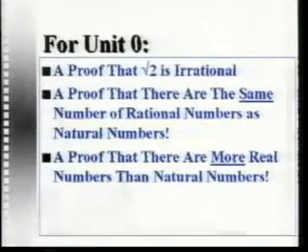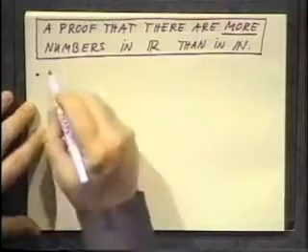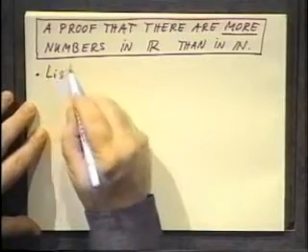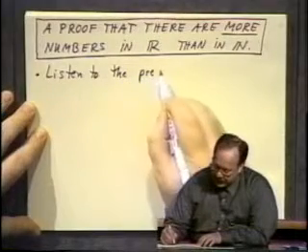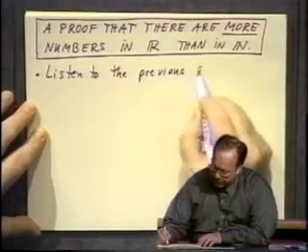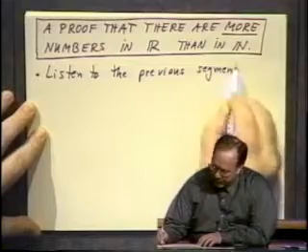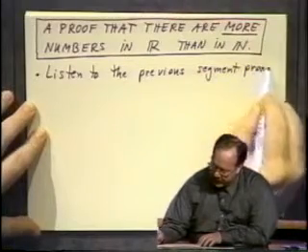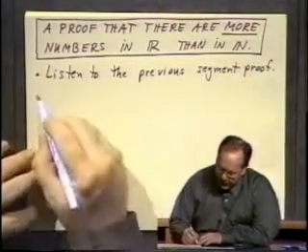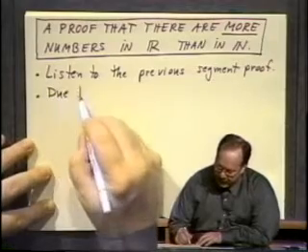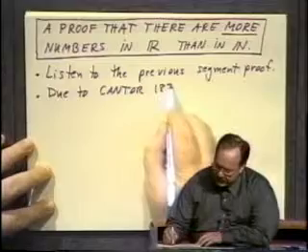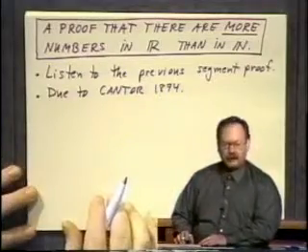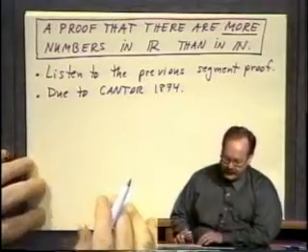All right. First thing I want to recommend is that if you haven't done it already, listen to the previous segment proof, because the ideas we use there will be repeated here. And again, this proof that I'm going to do is due to the same man as before. This man's name is Cantor. He did this in 1874, the first one to be able to think about infinity in this way.